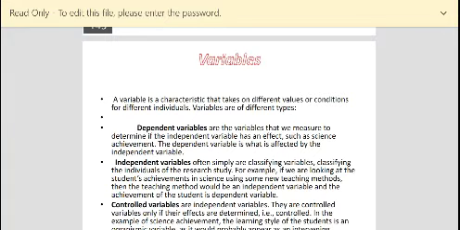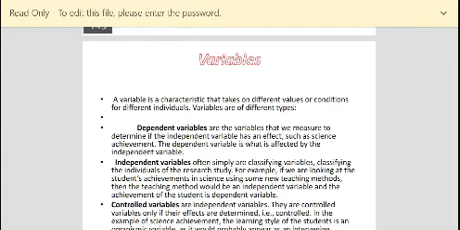In this problem, or in any research problem, there are what we call variables. A variable is a characteristic that takes on different values or conditions for different individuals. Variables are of different types. We have the dependent variable. These are variables that we measure to determine if the independent variable has an effect, such as science achievement. The dependent variable is what is affected by the independent variable.